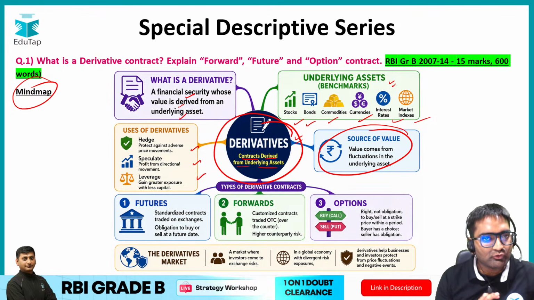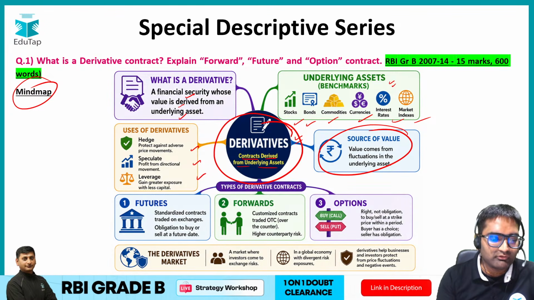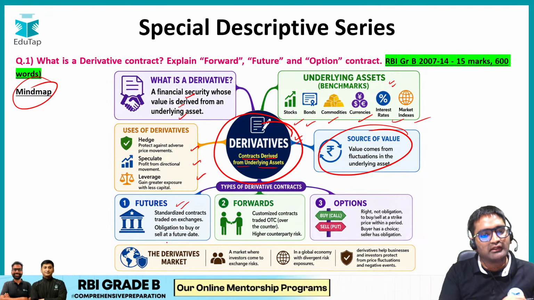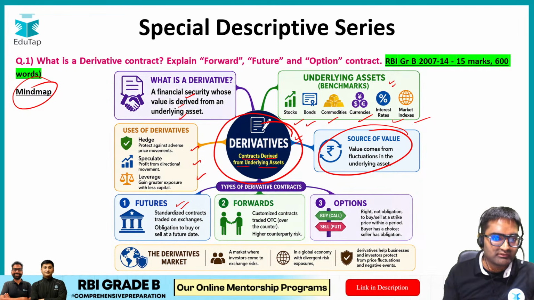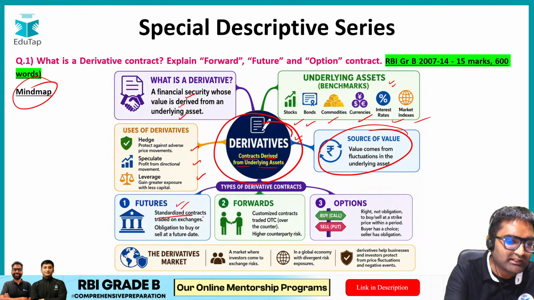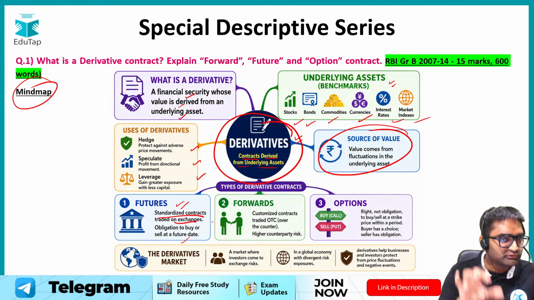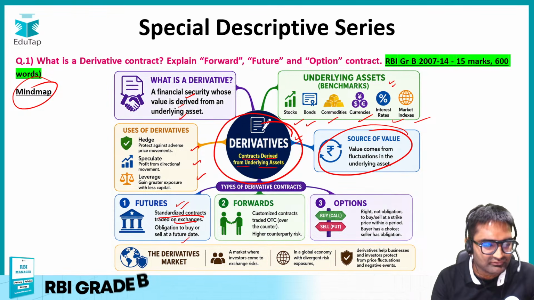Now moving ahead and talking about the types of derivative contracts, you will talk about the futures, right? You'll just write, I'll then mention in the body about the futures, then forwards, and then options. In the futures, you will mention it is a standardized contract traded on the exchanges, right? Obligation to buy or sell at a future date is there as far as the futures is concerned.